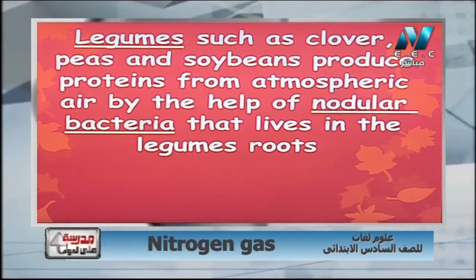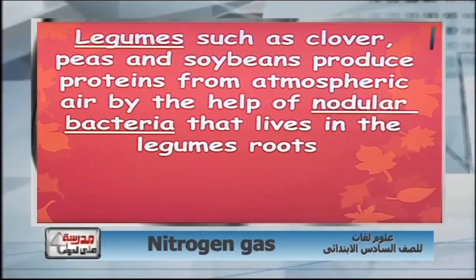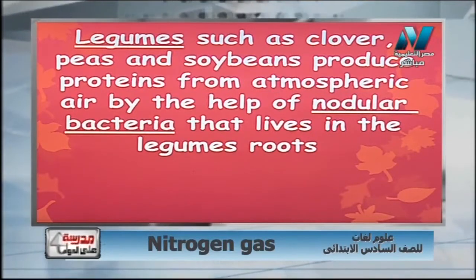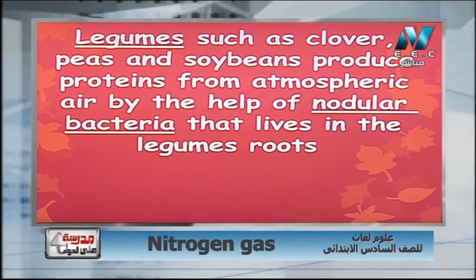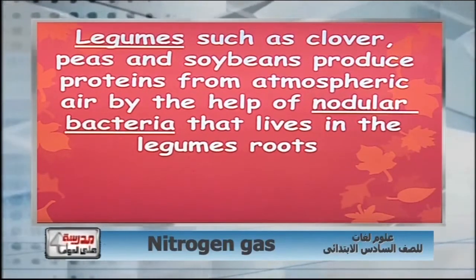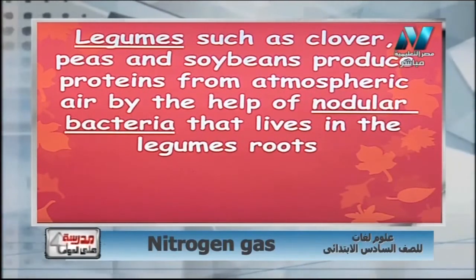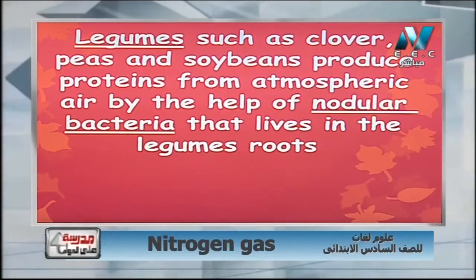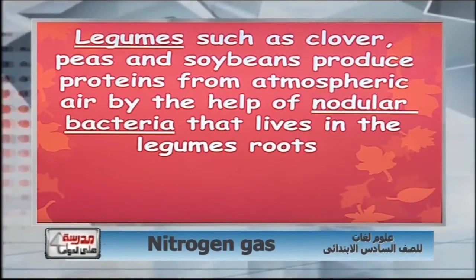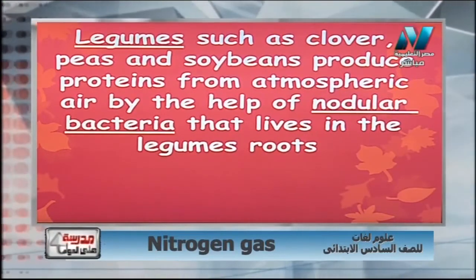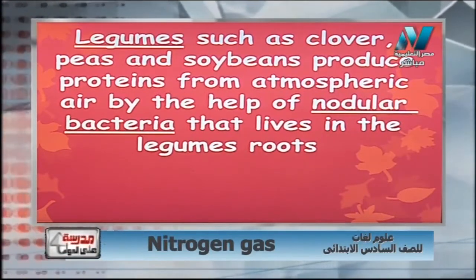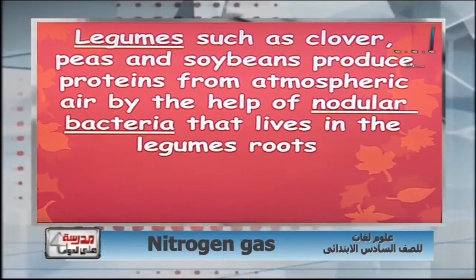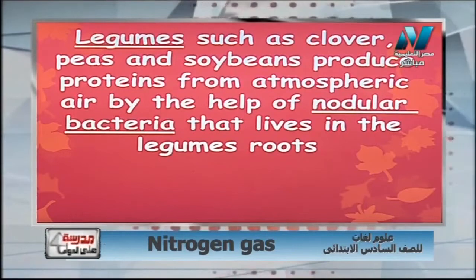Again موضوع مهم جدا. Legumes such as clover, peas and soya beans produce proteins from the atmospheric air by the help of nodular bacteria that live in the legumes roots. Legumes البقوليات زي الكلوفر البرسيم او peas البسله، soya beans فول الصويا، او حتى كمان البين نفسه الفول produce protein، بينتجوا بروتين. طب هم بينتجوه لوحدهم؟ لا طبعا، from the atmospheric air by the help of nodular bacteria، بمساعدة بكتيريا اسمها بكتيريا عقدية، ودي بكتيريا very useful، مفيدة جدا جدا، that live in the legumes root، بتعيش في جذور نباتات البقولية زي الكلوفر أو البيز أو الصويا بين.